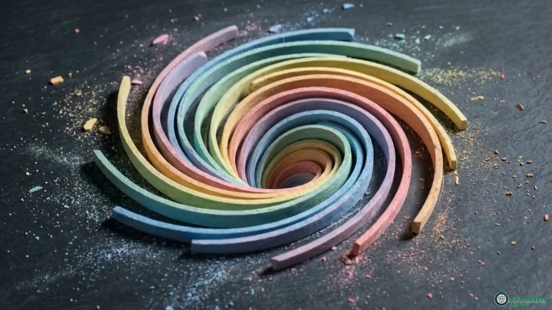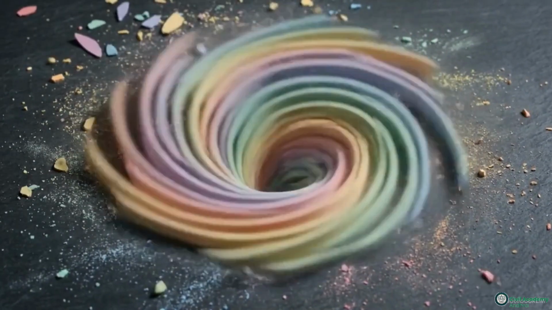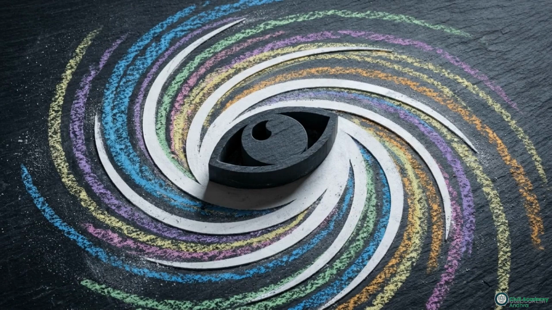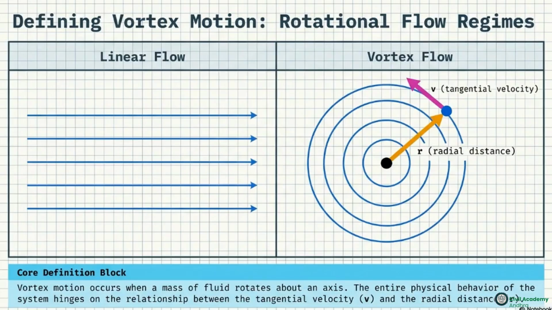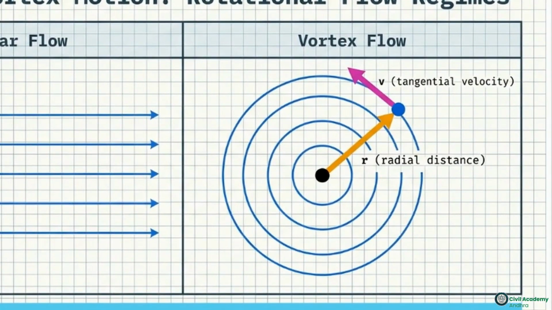Let's look at the raw physical power of rotating water. When a large mass of fluid spins around a central axis, it generates forces that dictate the physics of everything from bathtub whirlpools to weather systems. This diagram contrasts standard linear flow with vortex flow. In a linear stream, particles move parallel, but introduce rotation and interactions shift completely.